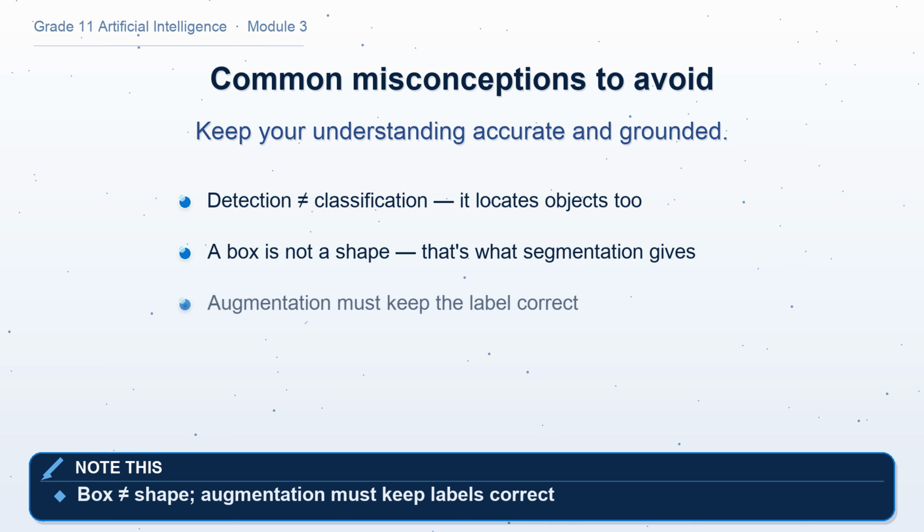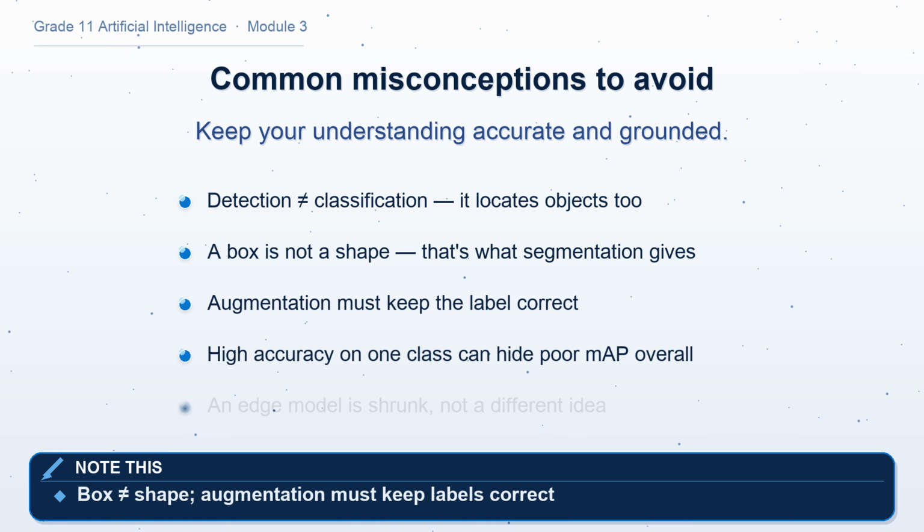Fourth, strong accuracy on one easy class can hide weak mean average precision across all classes, so look at the whole picture. And finally, an edge model is a shrunk version of the same idea, not a different kind of model. Hold these distinctions and your understanding will stay sound.